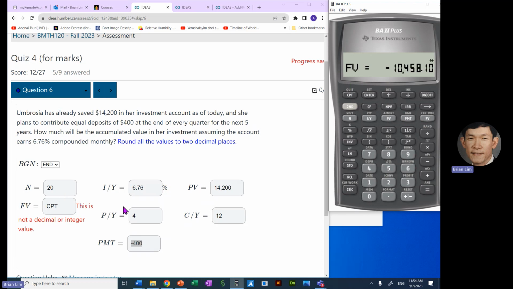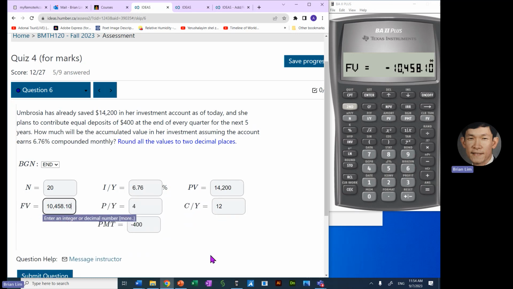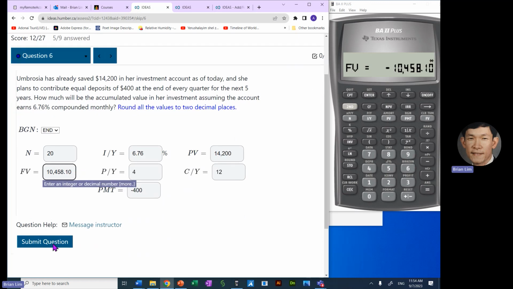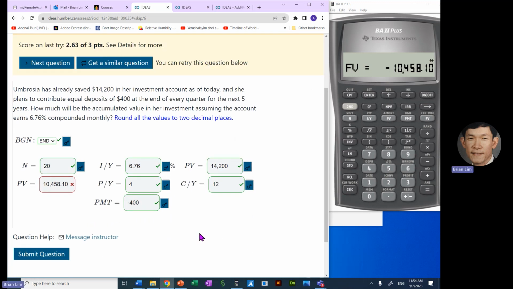We compute the future value. And the future value turns out to be 10,458.10. Yes, you can put it in as negative if you wish, but maybe you shouldn't. And then we got a problem. Correct? Yes. So what could be the problem? Well, maybe we did something wrong. All right. What is that?